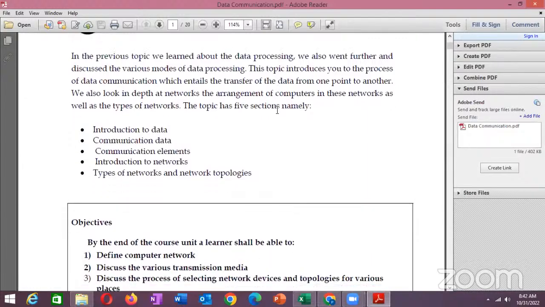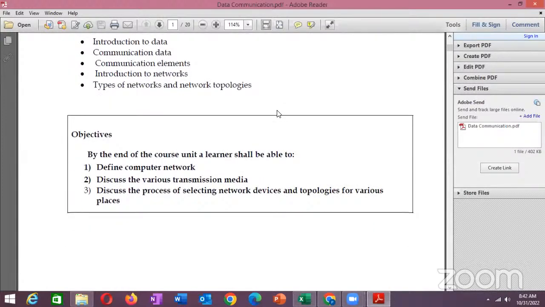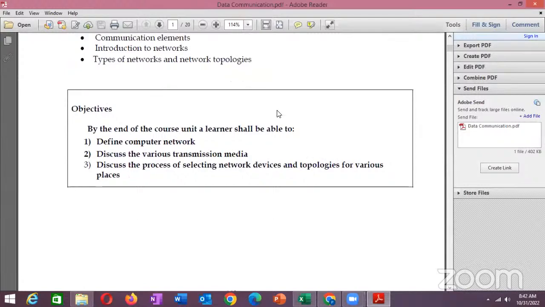The topic has 5 sections, namely introduction to data communication, elements, introduction to networks, types of networks, and network topologies. By the end of this course, a learner should be able to define a computer network, discuss the various transmission media, and discuss the devices and topologies for various networks.